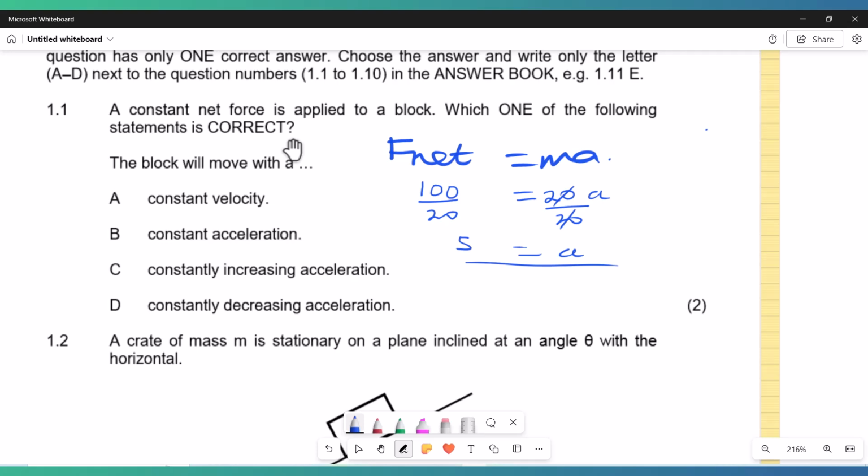Now this 5 is the acceleration. Is 5 increasing? No, which means this is not correct. Is this 5 decreasing? No, so this is not correct. Is this 5 velocity? No, it's acceleration, so this is not velocity. Is 5 a constant? Yes, so the answer is with a constant acceleration.